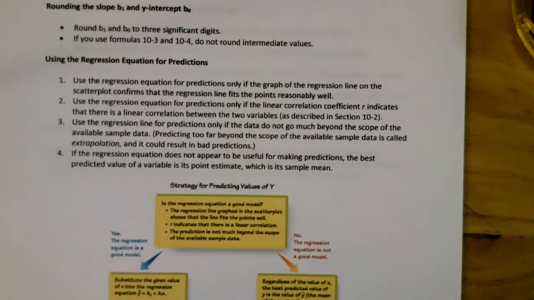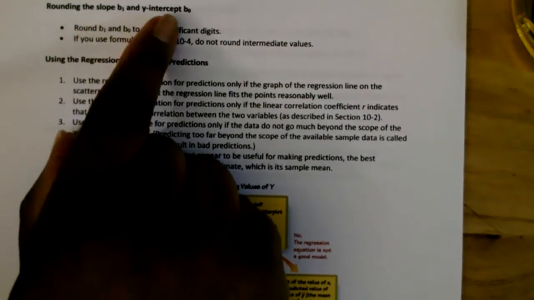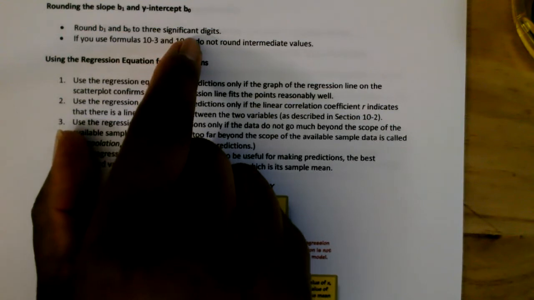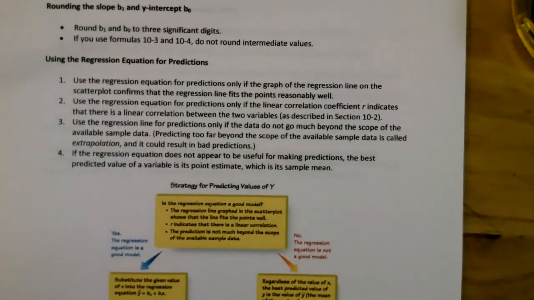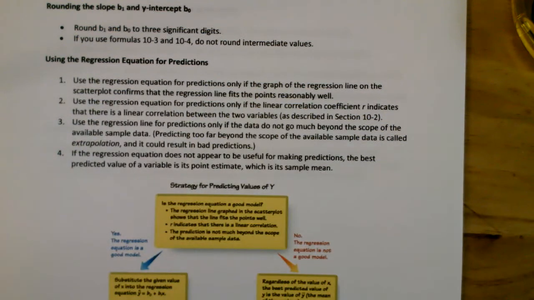All right, on the next page, for rounding b sub 1 and b sub 0, you're going to round to 3 significant digits, or to 3 decimal places. Okay. And since we're not using formulas 10-3 and 10-4, don't worry about that second bullet. But if you choose to use those two formulas, do not round your intermediate values. Okay.